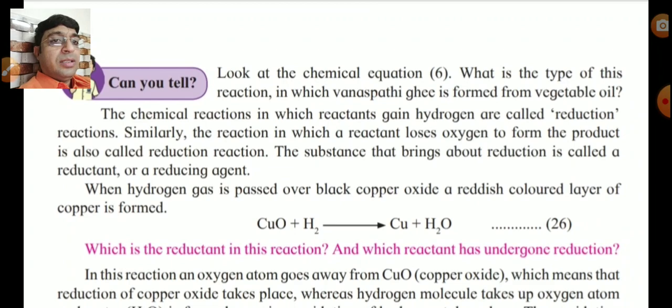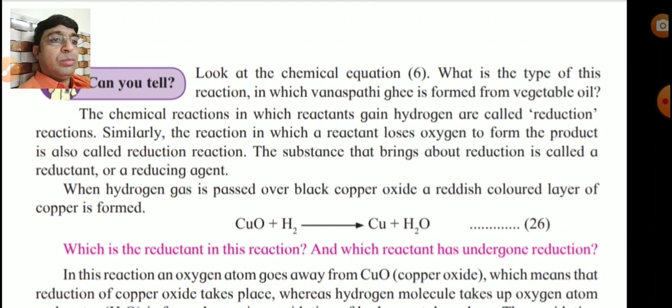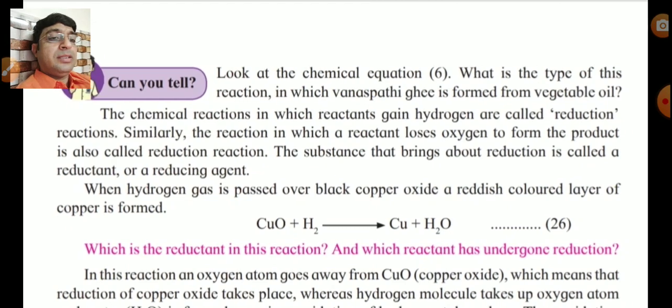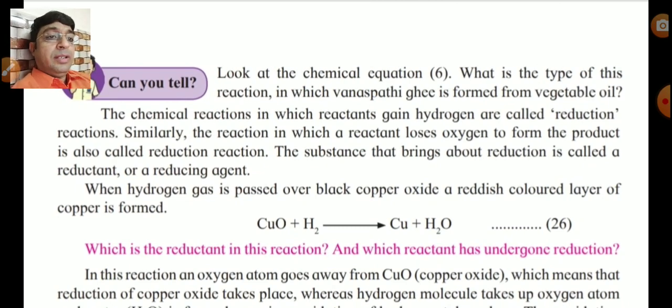Can you tell? Look at chemical equation number 6. What is that chemical equation number 6? I think vegetable oil is converted into vanaspati ghee. What is the type of this reaction, in which vanaspati ghee is formed from vegetable oil? So observe that reaction. What are we getting? I think hydrogen gas is added to vegetable oil to form vanaspati ghee. So addition of hydrogen takes place in that reaction.